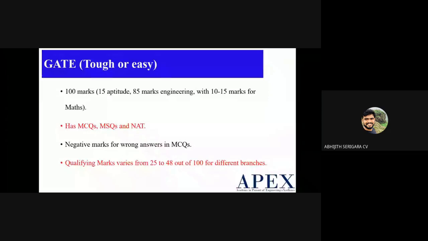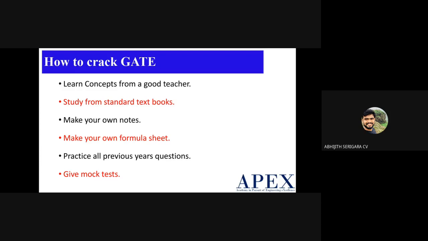See here, what happens is only 15% clear GATE. Okay, not more than that. Okay. Next, how to crack GATE? First thing, these are very, very important steps you have to remember. Okay, how to crack GATE.